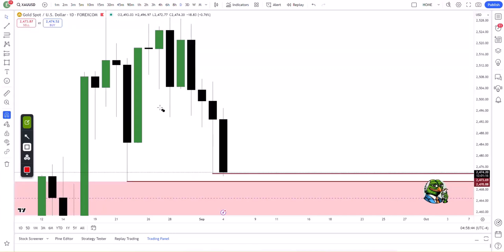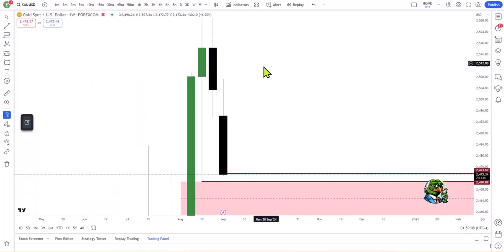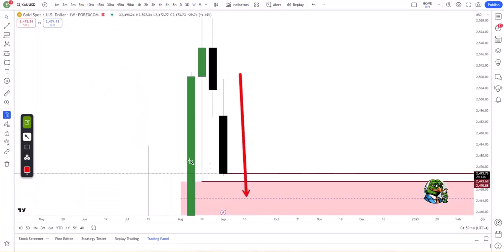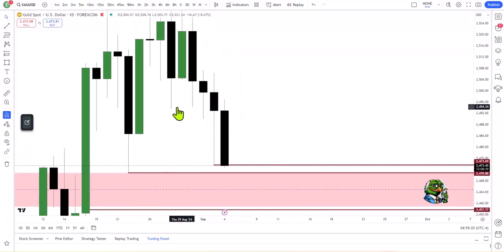Early on in the week, I think it was Monday morning, I gave you an analysis of where the market would be heading, and I said it'll be going down to the weekly imbalance, which is a pink shaded area. We're almost there. If I go into a weekly chart, that was the forecast down to there, and that was over 300 pips.